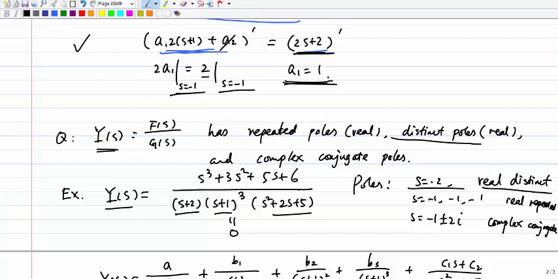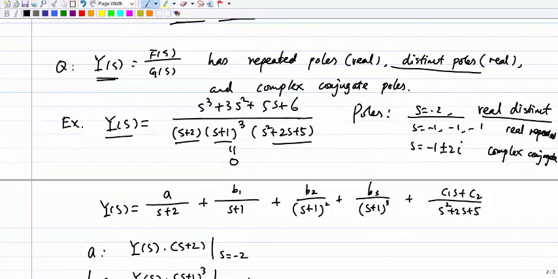Now how do I want to address those? You can mix the 3 different cases I mentioned before. For the real distinct poles, you follow case 1, which means I have a divided by s plus 2, because I only have one of these. You could have more. If you add one more over here, say s plus 3, you get a1 over s plus 2 plus a2 over s plus 3.